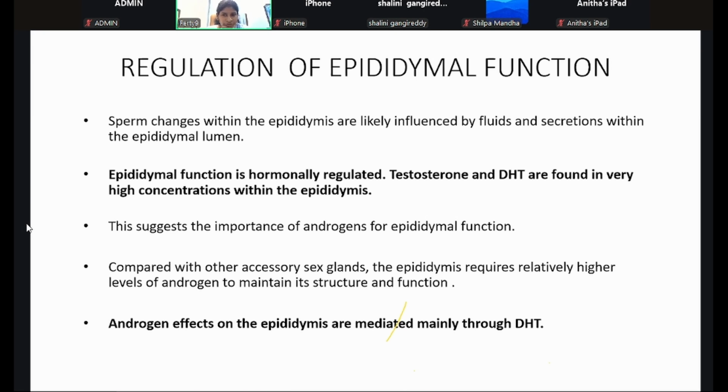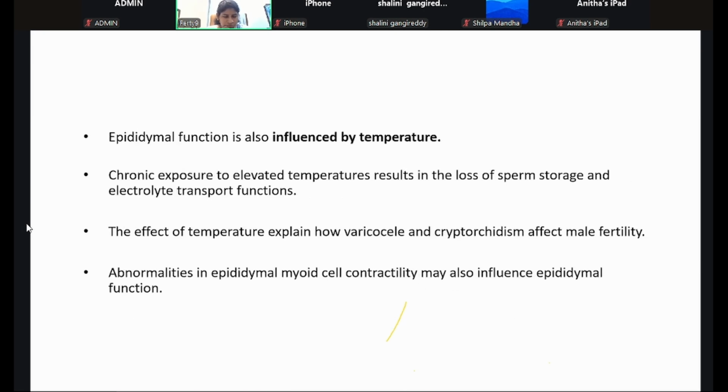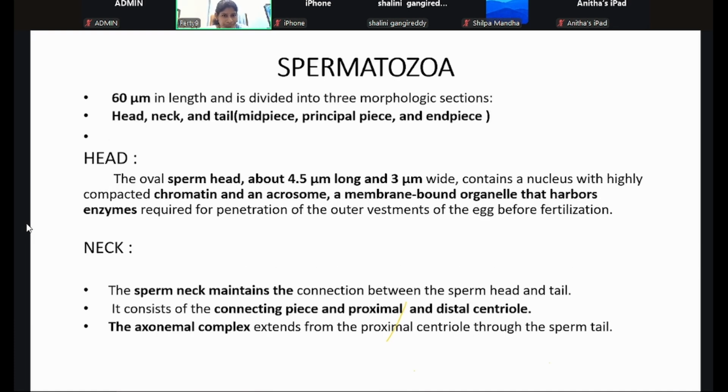This I have already told you. So other than hormonal changes, even temperature has an effect on testicular function. So that's how varicocele and cryptorchidism will affect male fertility.